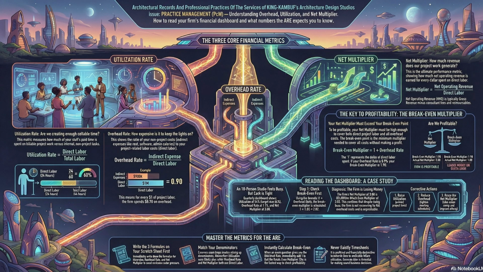Exactly. The net multiplier must be high enough to cover, first, the cost of the direct labor itself. That's the $1. Second, all the overhead and direct expense, 90 cents in the previous example. And third, if there's anything left, the desired profit. That remainder is your profit margin.